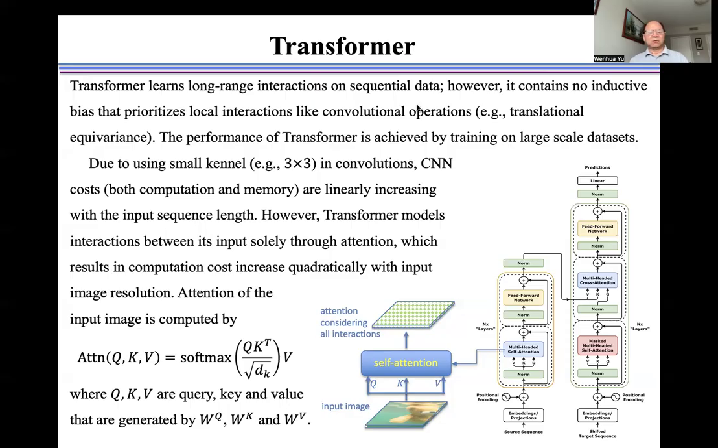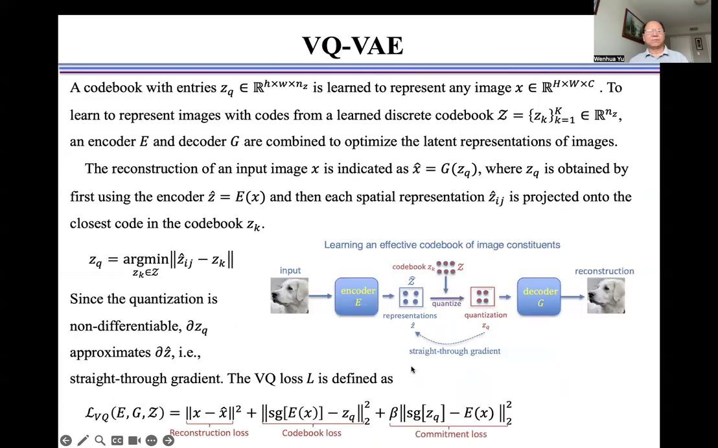image resolution. Attention of the input image is computed using this formulation, where Q, K, V are query, key, and value respectively, which are generated by using matrices WQ, WK, and WV on the input image. This is the architecture of a transformer model, with this self-attention module.